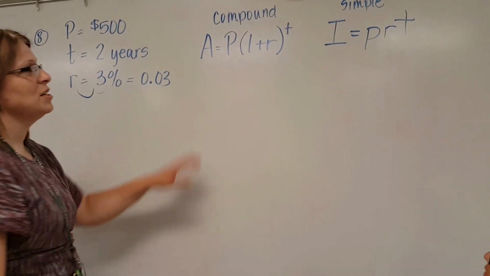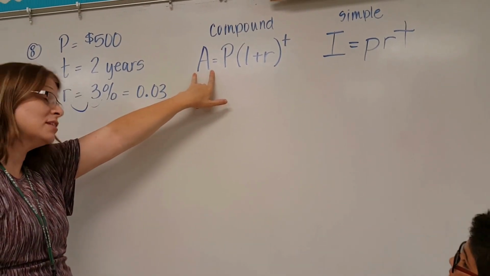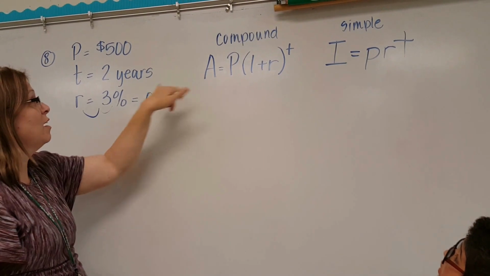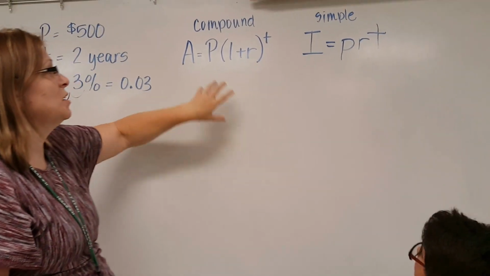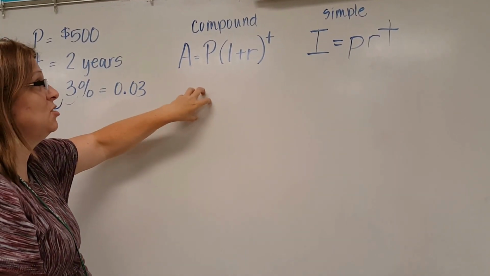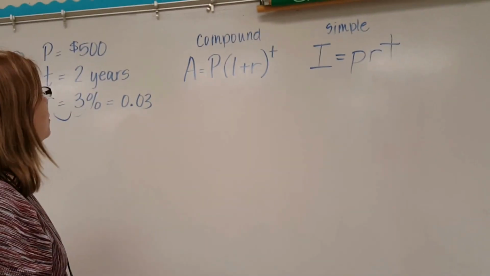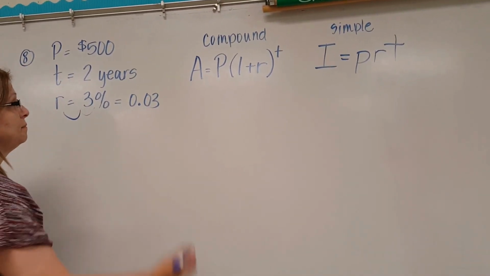Okay. So these are going to give us 2 different things. This is going to give us the amount in the account after the period of 2 years, and this is just going to give us the interest. So we're going to have to subtract the principal from the compound interest to get just the interest on that one. So let's plug in our numbers and see what we get.